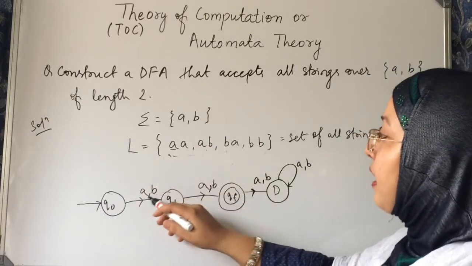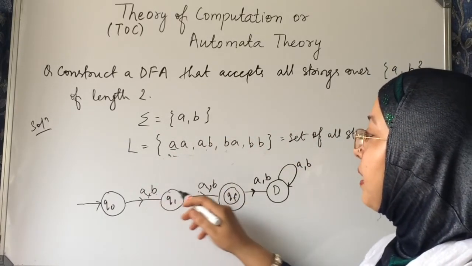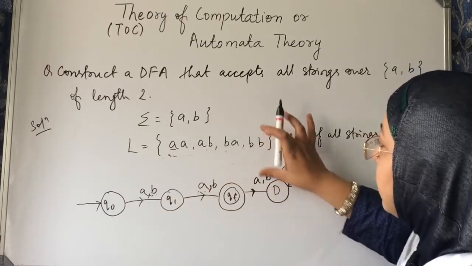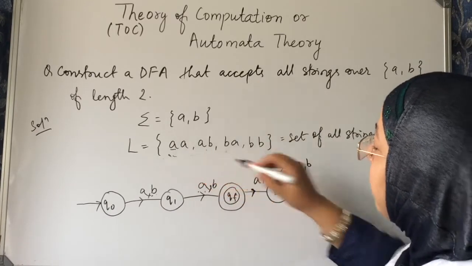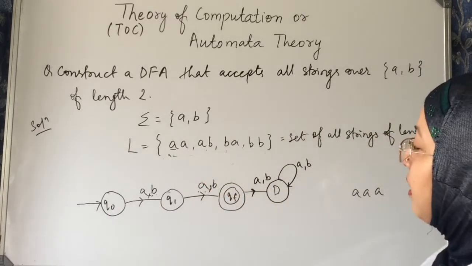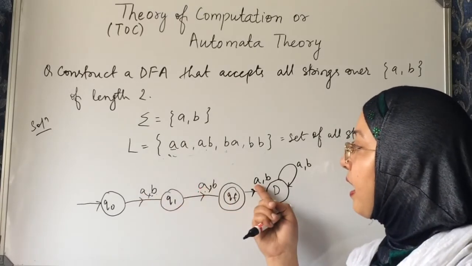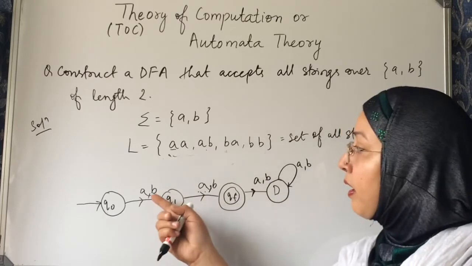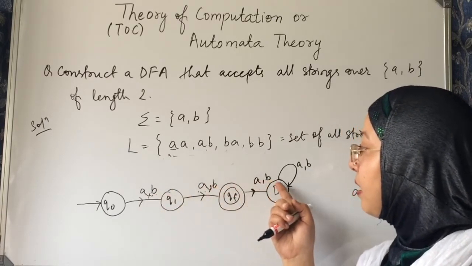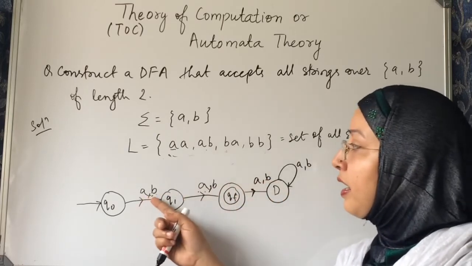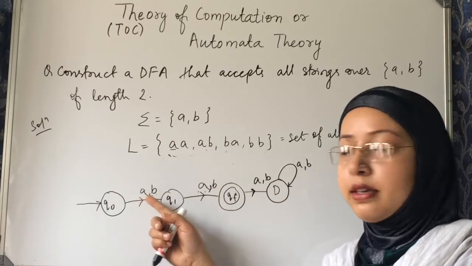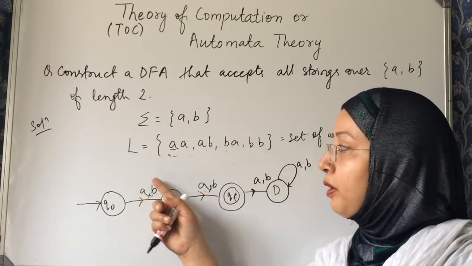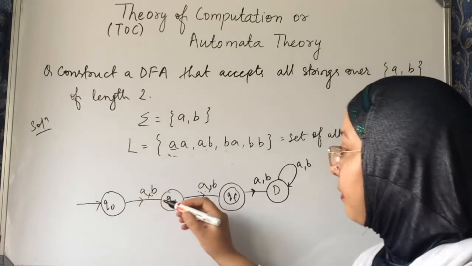Okay, AB, BA, BB, it will go to the final state. But anything other than this, suppose A, this A, it will go to the dead state. Means it is not acceptable, it is rejected. A, B, B, it will go to the dead state. Here A comma B means either A or B, not both A and B. Okay.